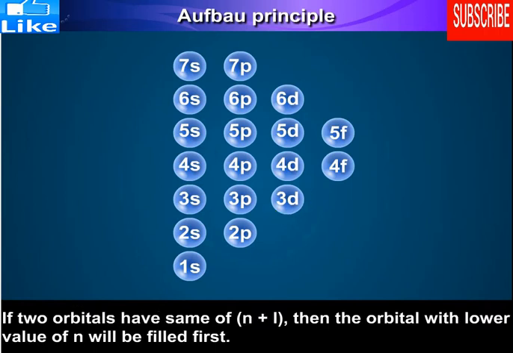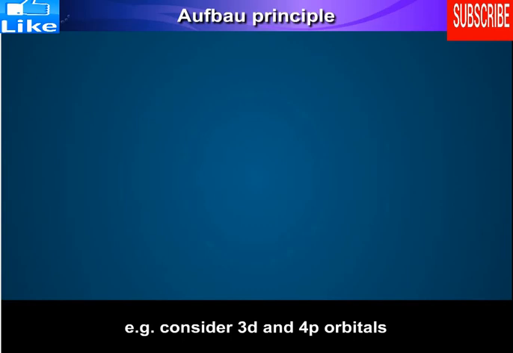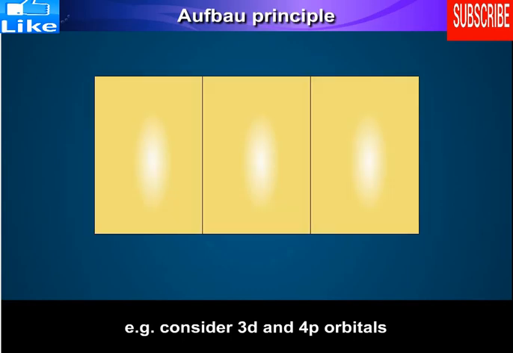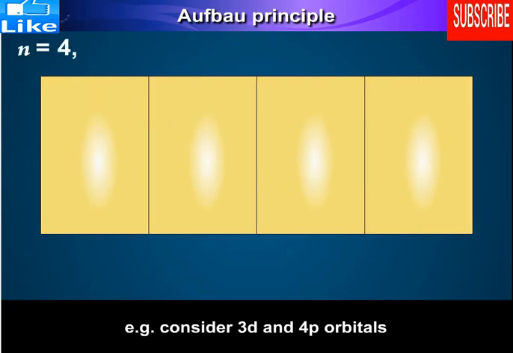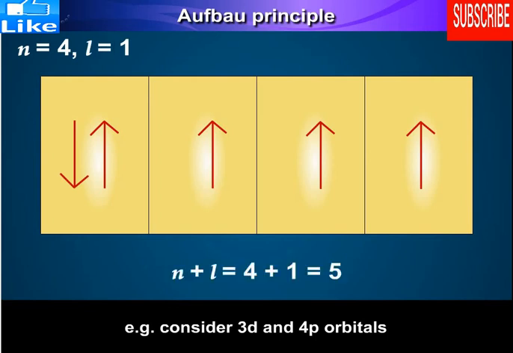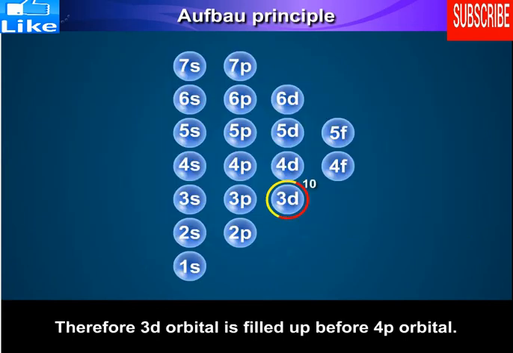2. If two orbitals have the same value of n plus l, then the orbital with lower value of n will be filled first. For example, consider 3d and 4p orbitals. For 3d, n is equal to 3 and l is equal to 2. Hence, n plus l is equal to 3 plus 2 is equal to 5. For 4p, n is equal to 4 and l is equal to 1. Hence, n plus l is equal to 4 plus 1 is equal to 5. Therefore, the 3d orbital is filled up before the 4p orbital.